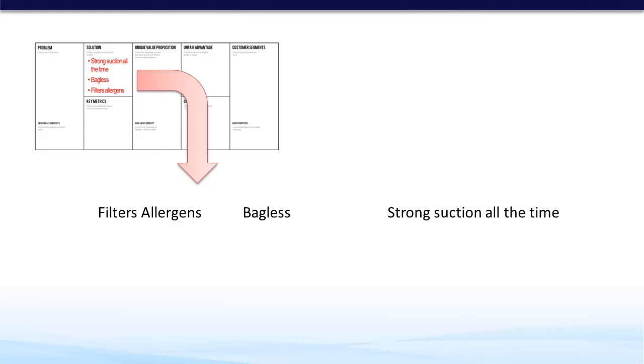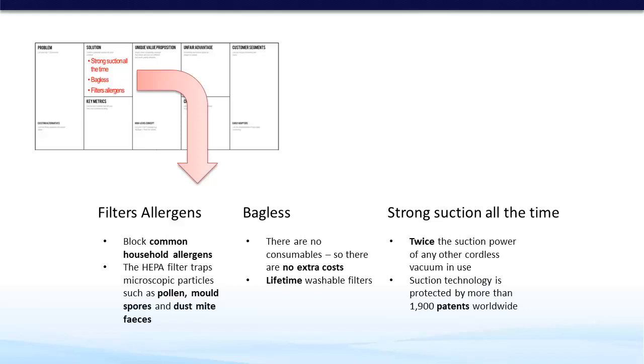That's the summary section. What you'll notice here is I've put the text in point form. It needs to be easily digestible. The other thing is you don't need to read all of the text. I've purposefully highlighted the important sections, such as common household allergens, pollen, mold spores, dust mite, feces, no extra costs, lifetime, twice, and patents. Now I can really quickly skim through this section, just reading the headings and the bold text, and I can understand what the benefits are. If I do want to read them, I can read them as well.